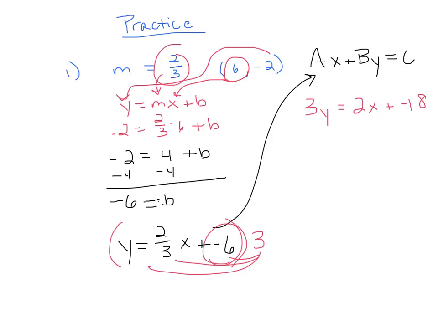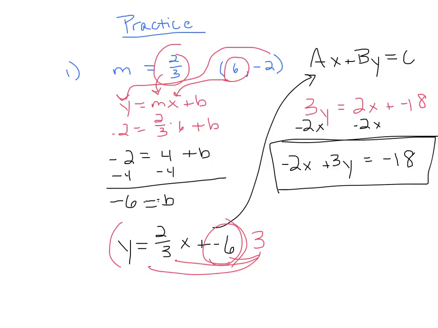We now need to get x and y on the same side. So I'll subtract 2x from both sides. The x needs to go first, so I'll put that -2x out front. It's a positive 3y, and it's a -18. Standard form of the equation of a line that goes through 6, negative 2 and has a slope of 2/3.